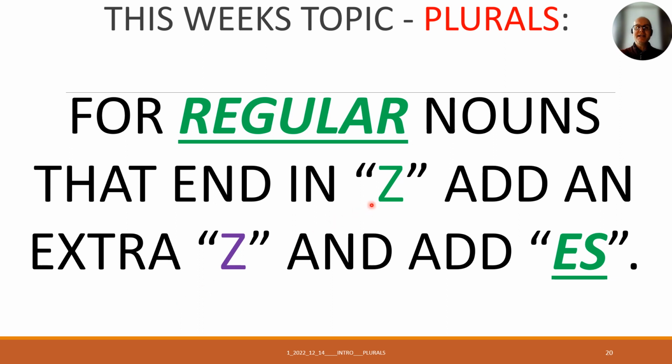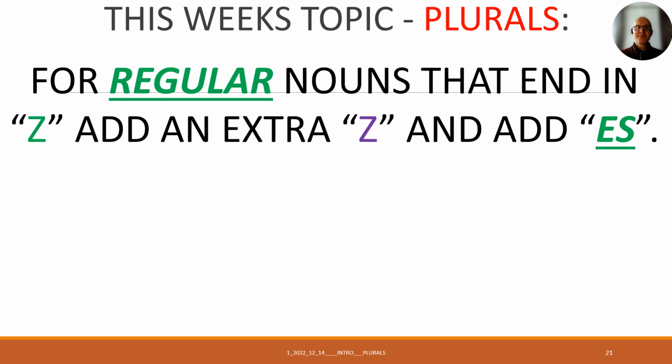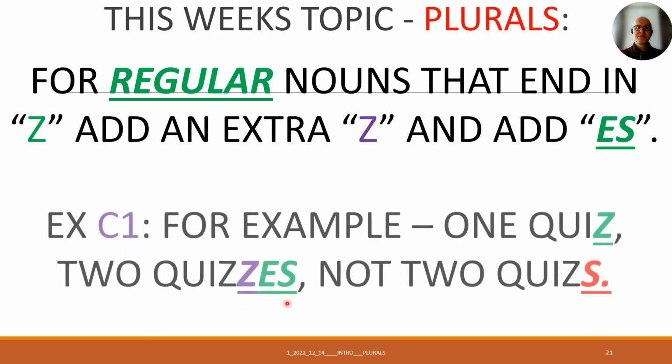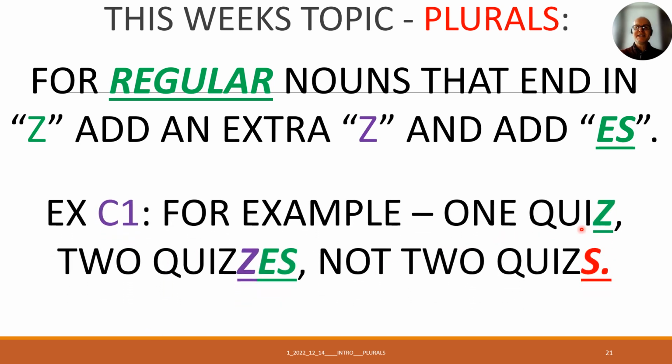Regular nouns that end in a Z, you add an extra Z and also the ES. For example, quiz. One quiz, two quizzes. An extra Z and an ES. One quiz, two quizzes.